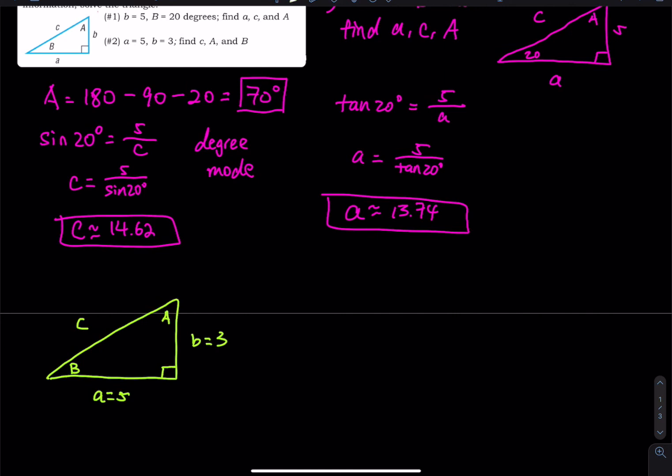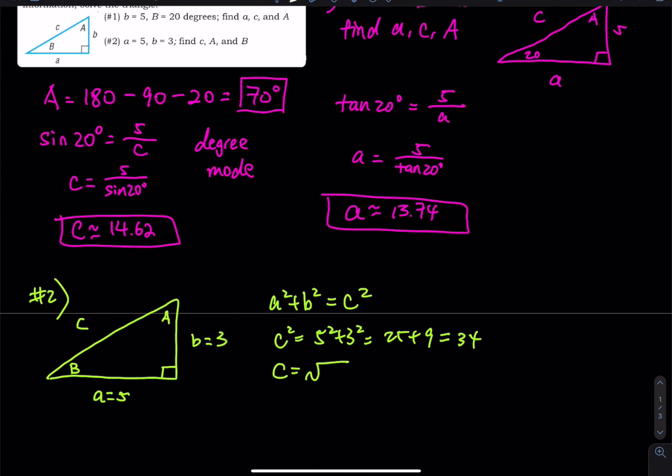Okay, what can we do now? Since we have 2 sides, this is number 2, we have 2 sides, we don't know the hypotenuse, then we use the Pythagorean theorem. A squared plus B squared equals C squared. So C squared is equal to 5 squared plus 3 squared. So we have 25 plus 9, that equals 34. Then C is equal to the square root of 34. We don't do the plus or minus. We always use the plus because the length must be positive. This is around 5.83. Or you can approximate that later.